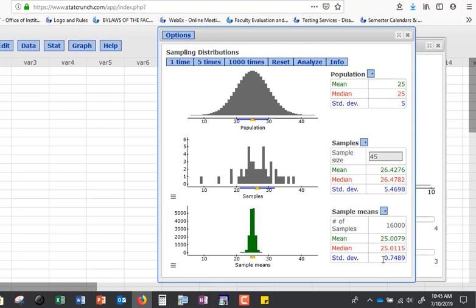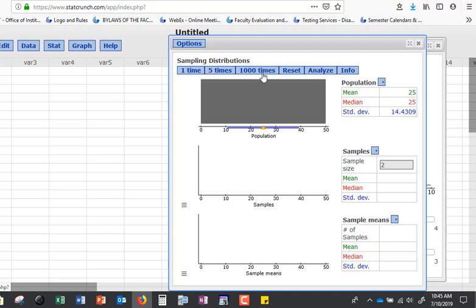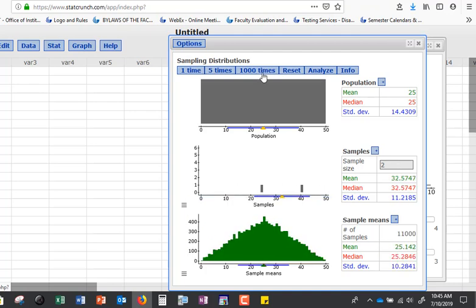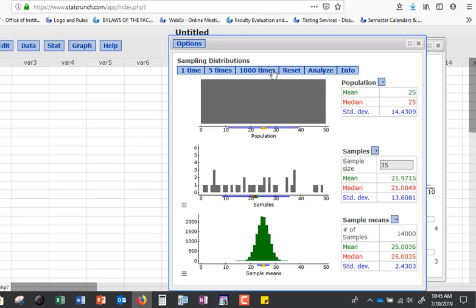Your standard deviation is even smaller. The graph is even more concise. So if your population is something different, a uniform distribution, and your sample size is small, you see that your sampling distribution doesn't quite look bell-shaped. It looks more triangular here. But if we make our sample size larger, you notice that the sampling distribution now looks approximately normal.